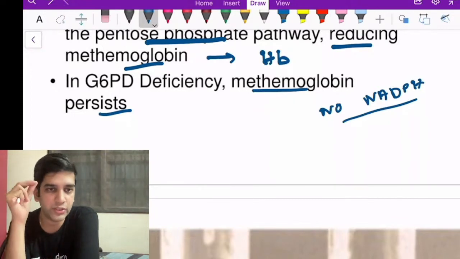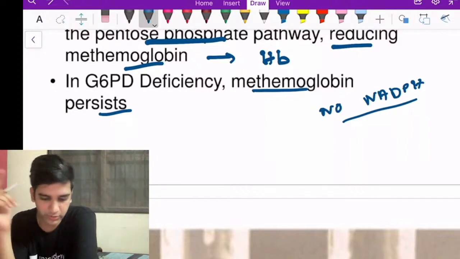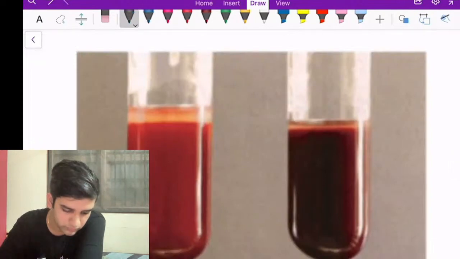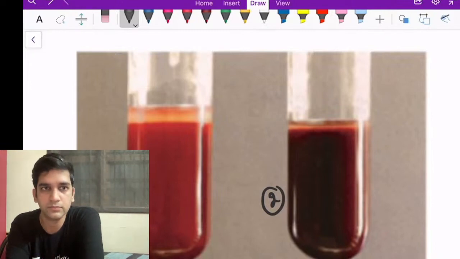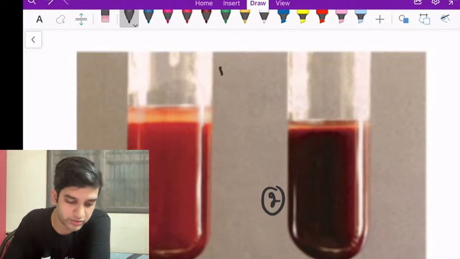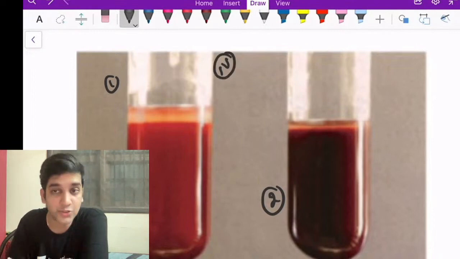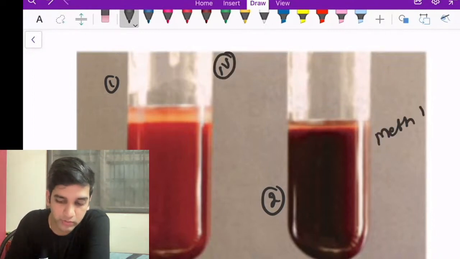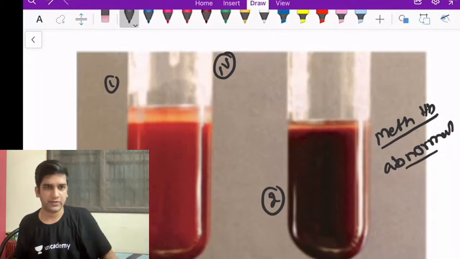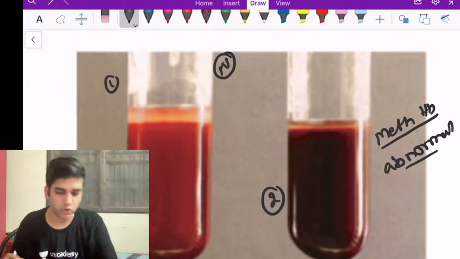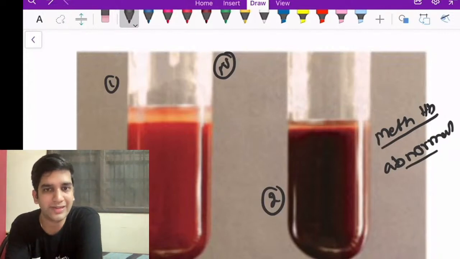Fine. I'm going to show you 2 images here. You're going to tell me which is normal and which is deficient. Let's mark them 1 and 2. Tell me which is normal here. Patient 1 is normal. Sorry, this is 1. This is normal. This one has persistent methemoglobin, the brown color. This is abnormal. This patient is having a defect in the hexose monophosphate pathway, most likely a G6PD deficiency, right? This patient is normal, this is abnormal. That's what I do in my methemoglobin reduction test. Okay, correct.